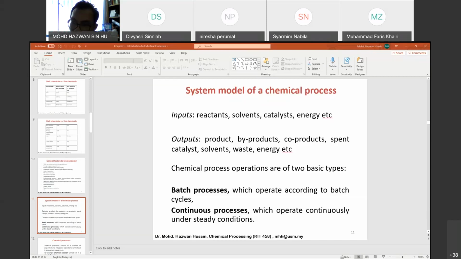Okay, so this is not to say that it is an unwanted product, because byproduct sometimes can be used for other purposes. Like if you do fermentation and it produces CO2, CO2 can be used for other things. Okay, water also can be used for other things. It can be recycled or whatsoever. Meanwhile, co-products is the product that we are looking at.